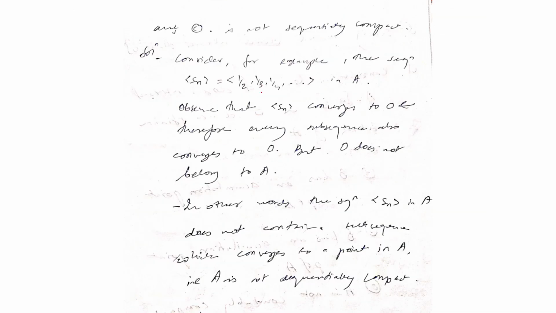So consider, for example, the sequence Sn of this type: 1/2, 1/3, 1/4, and so on, in A. We can observe that this converges to 0. Therefore every subsequence also converges to 0. But 0 does not belong to A. So we can say that the sequence Sn in A does not contain a subsequence which converges to a point in A. Hence, A is not sequentially compact. Fine. So I hope it is clear.